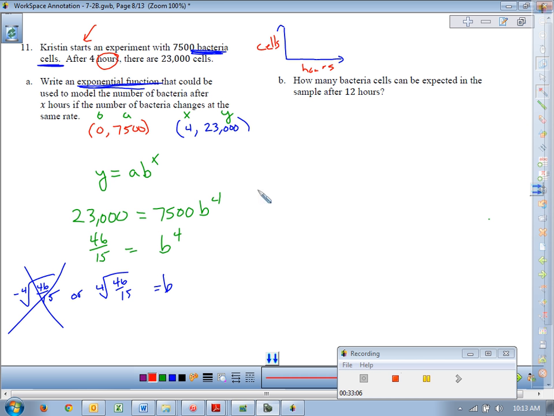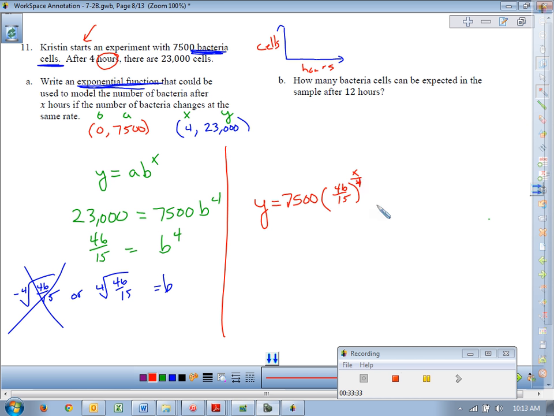I just need to now write my actual equation. My y will equal the a value. How much did we start with? 7,500. My base, I'm just going to keep it as 46/15. And it's really to the 1/4 to the x, correct? So what is that really to? To the x over 4 power.